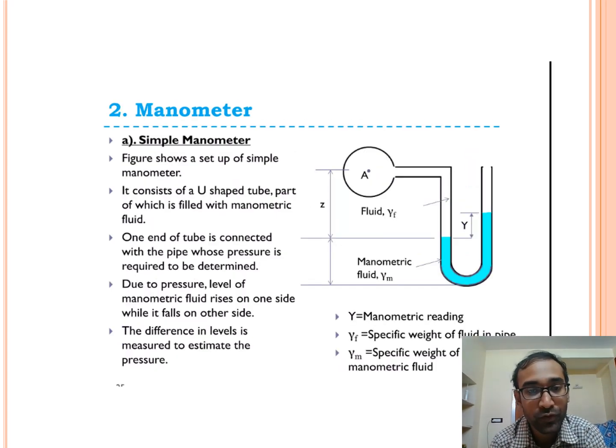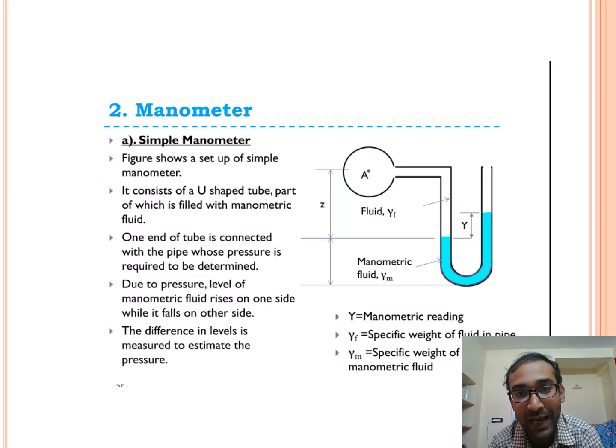Now the manometer. This is a simple manometer. In this manometer we can measure the pressure difference of the fluid and also the pressure at a point A. It consists of a U-shaped tube, part of which is filled with a manometric fluid. The manometric fluid may be oil, or mercury, which is generally used. One end of the tube is connected with the pipe whose pressure is to be determined. Due to the pressure, the manometric fluid rises on one side while it falls on the other side. The difference in level is measured to estimate the pressure.